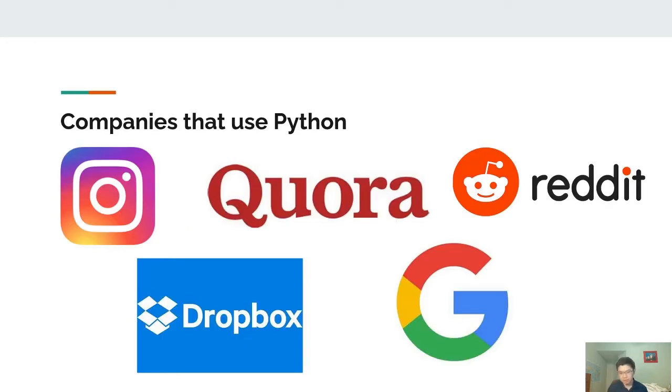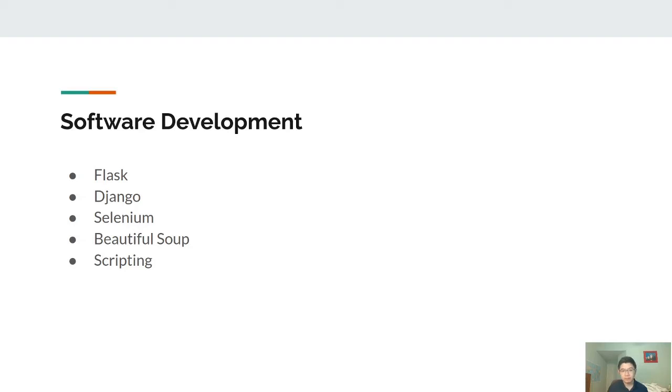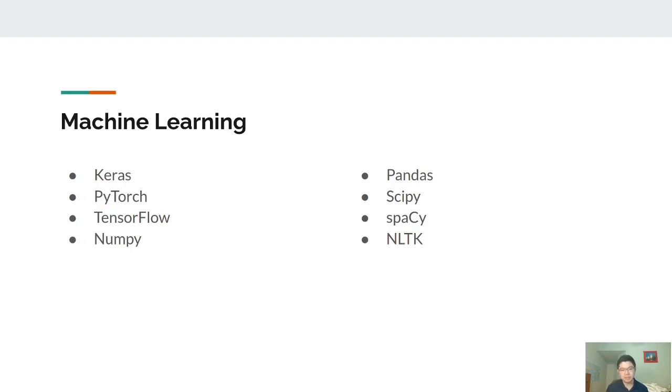So some companies that use Python are Instagram, Quora, Reddit, Dropbox, and Google. This is more on the software development side. However, most companies use Python as their main machine learning language, as there's a lot of support for machine learning in Python. So on the software development side, Flask, Django, Selenium, Beautiful Soup, as well as some scripting is very powerful in creating your own web application or just setting up a backend. And for machine learning, there's Keras, PyTorch, TensorFlow, NumPy, Pandas, SciPy, spaCy, as well as NLTK. And this really is what Python is known for, is all of its machine learning support.